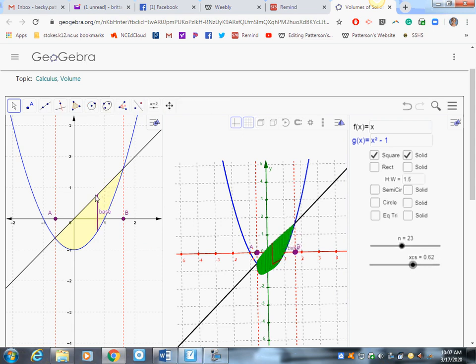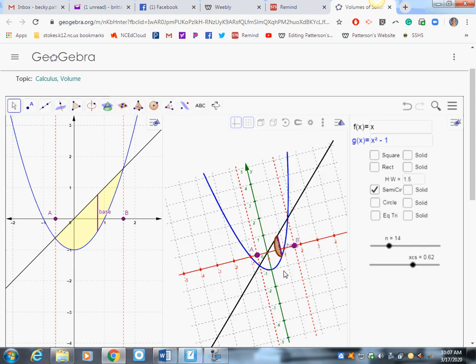Because there's the base of my square. So it's going to be from here to here squared. Okay, but here's the kicker. I don't have to just do squares. Okay, so let's take squares off and let's do a semicircle.